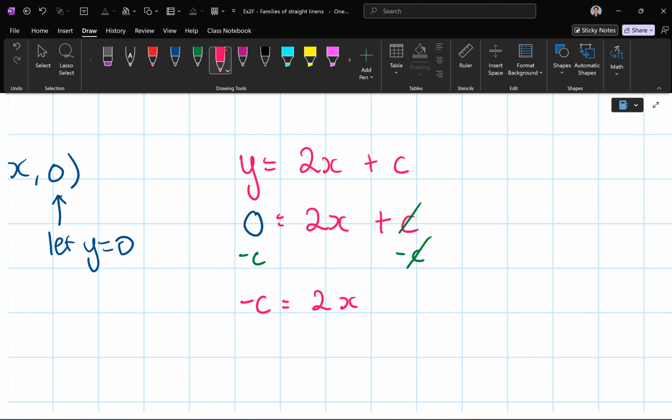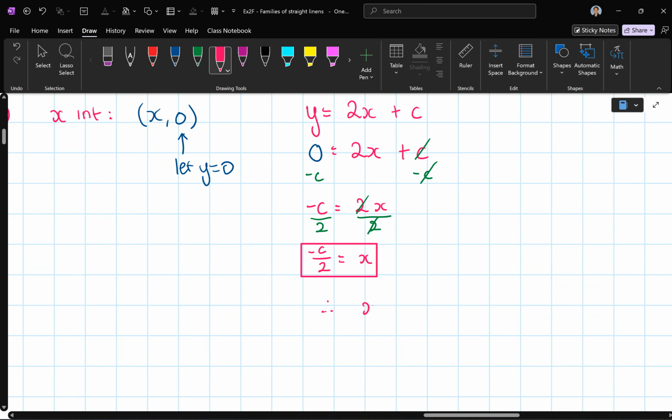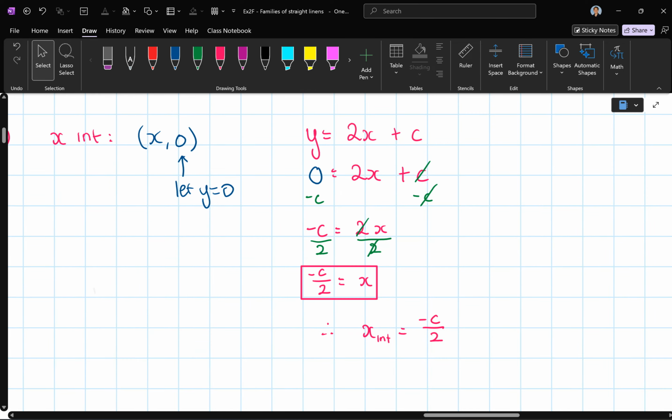Finally, I want x by itself. I don't want 2x, so I need to divide both sides by 2, because divide is the opposite of times. You can see 2 divided by 2 cancels out to be 1. Finally, x is equal to negative c on 2, and right there, that is your x-intercept. So whatever c is, whatever the y-intercept is, divide that by 2 and that will give you your x-intercept.